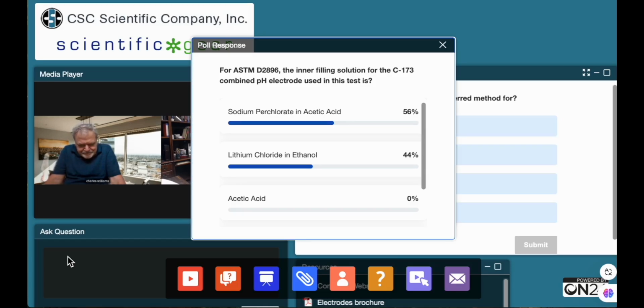All right, next question. TBN ASTM D2896 is the preferred method for A, used oils, B, new oils, C, waste oils, and D, baby oils. This is pretty straightforward, but let's see who is paying attention today. I'll give you about 5 more seconds here. We pounded this pretty hard. I can't imagine somebody picking the wrong one, but you never know.